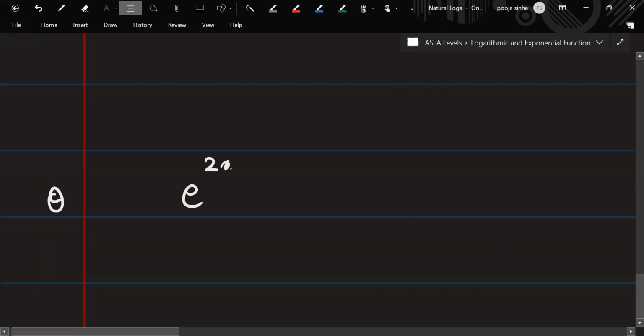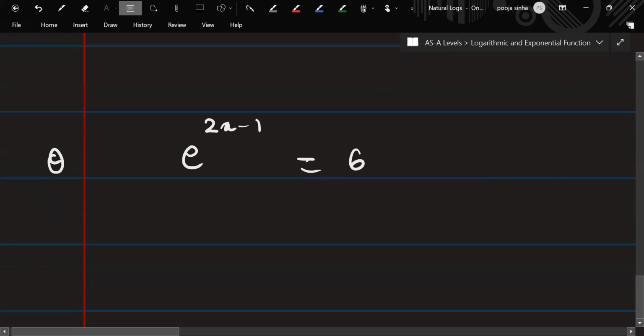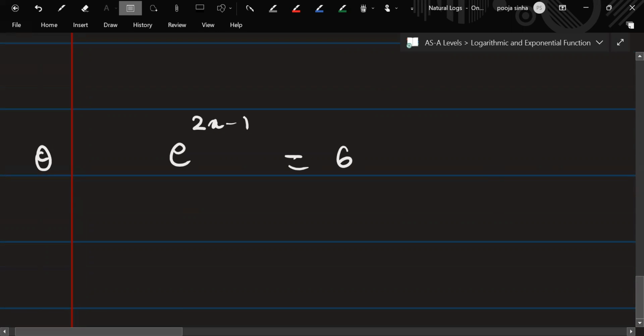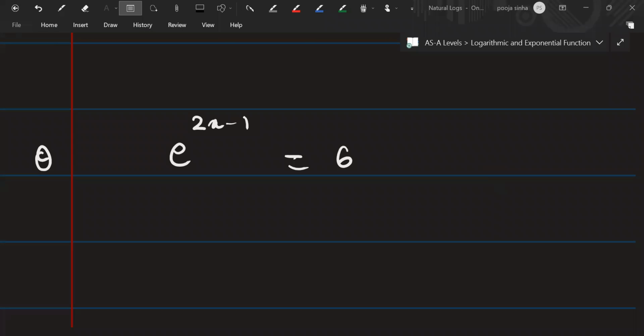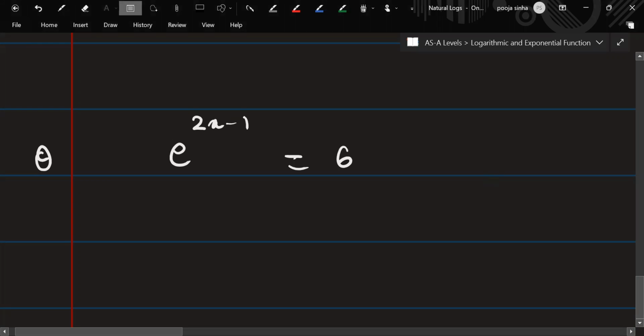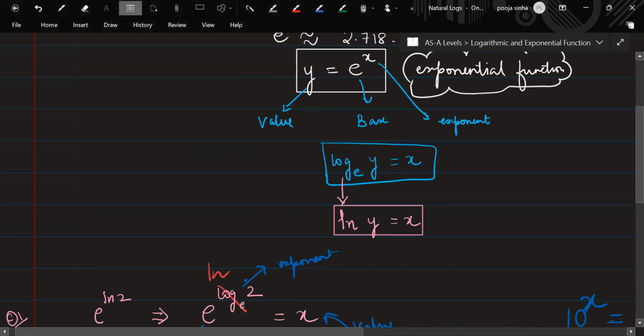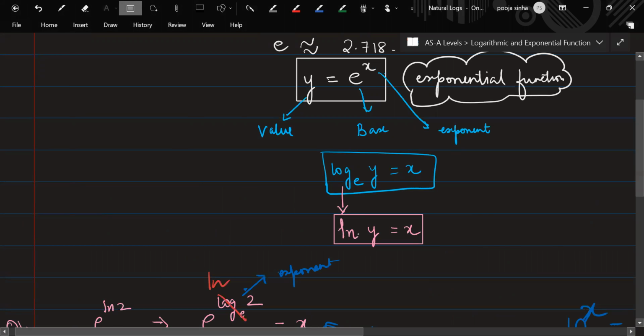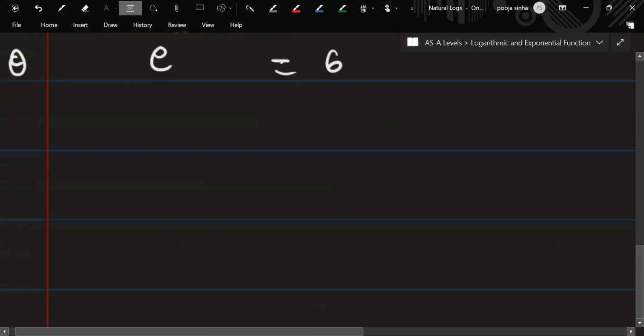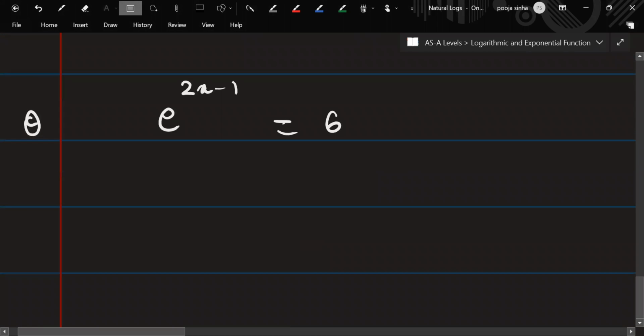e raised to power 2x minus 1 is equal to 6. So we won't take log at all now? We are taking log, no? We'll take that ln one, right? Yes, that is also log. It's just given a special status, because this log to the base e is written in a different way. That's all. So ln 6 is equal to 2x minus 1. This time it has no ln on the other side.